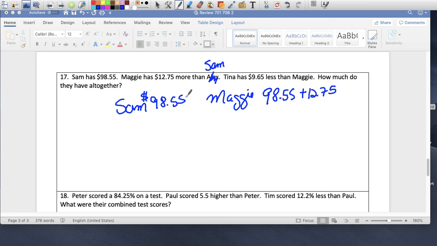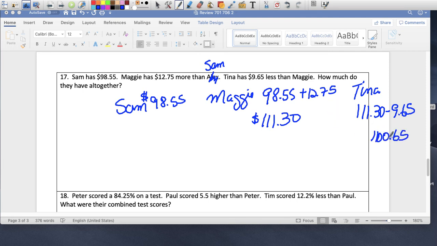So I'm going to write 98.55 plus 12.75. And that's going to give me 111.30. So Maggie has a little bit more money than Sam, 12.75. And then we have Tina. What does Tina have? Tina has whatever Maggie has, but 9.65 less. So whatever Maggie has, which is 111.30, minus 9.65 equals 101.65. So that's how much Tina has.